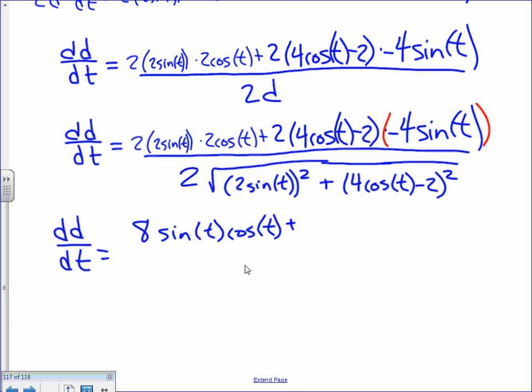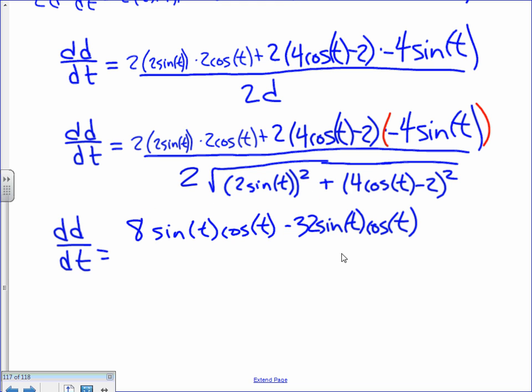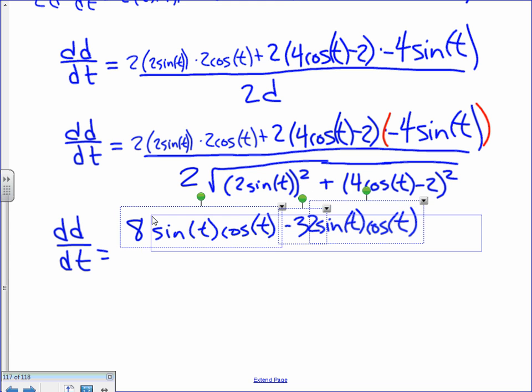And then I'm multiplying by negative 4. So it's going to become negative 32 sine of t cosine of t, and then I'm going to make everything a little bit smaller so I can fit the last term. Actually, it's really good that we're doing this simplifying because we're going to get some canceling out, as you can see right now.